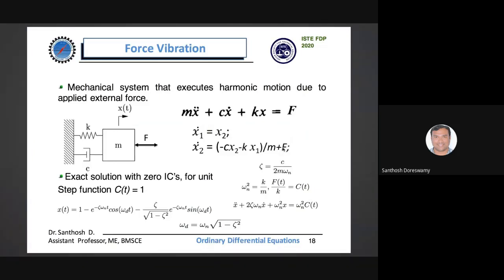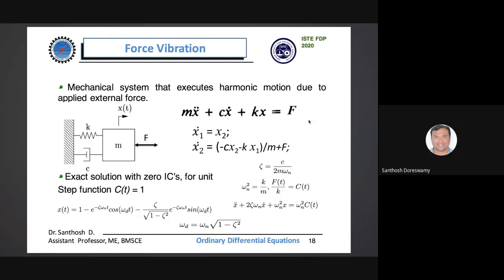Now I'll try to modify this equation. I'll use the damping ratio: first I'll divide this equation by k and then define two important quantities. k by m gives me my natural frequency, omega n square, and zeta is given by c by 2m omega n. On the other side, if I divide f by k, you will get c of t.